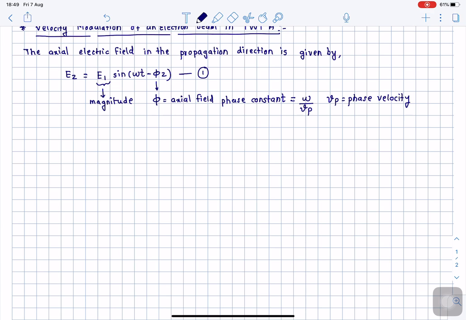When the axial electric field is generated along the direction of the slow wave structure, this axial electric field will exert a force on the electrons of the electron beam. So here I write, this axial electric field will exert a force on the electron beam.